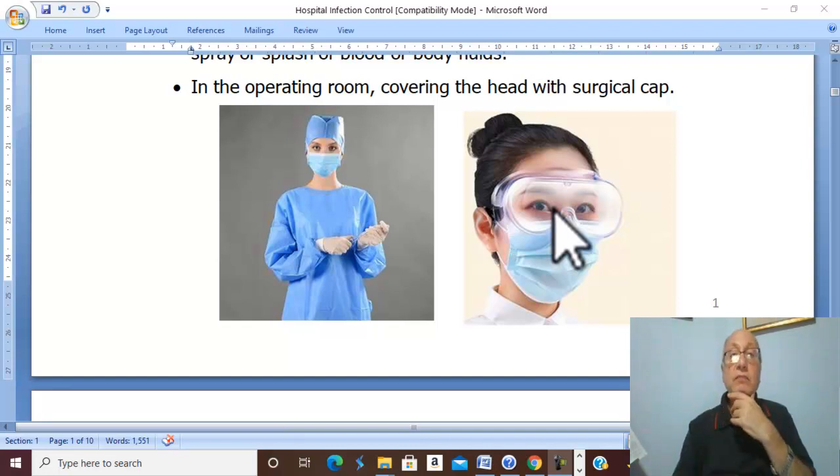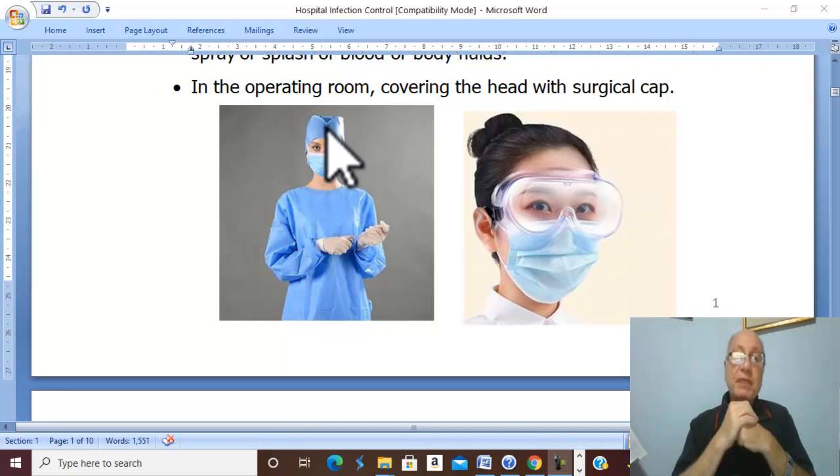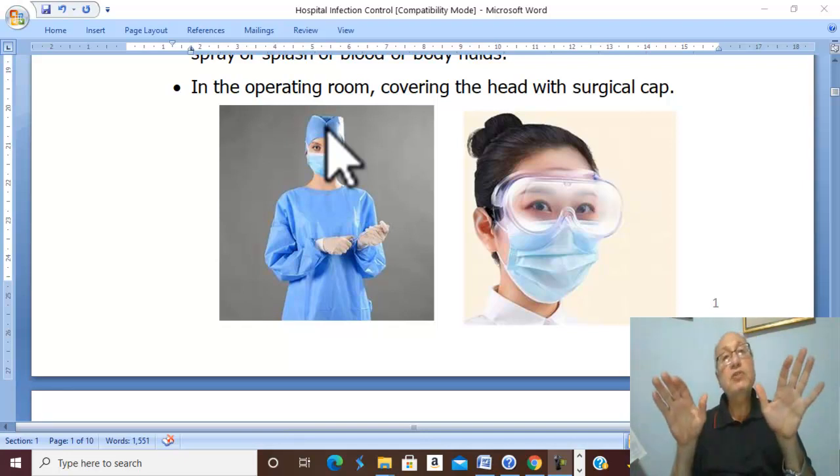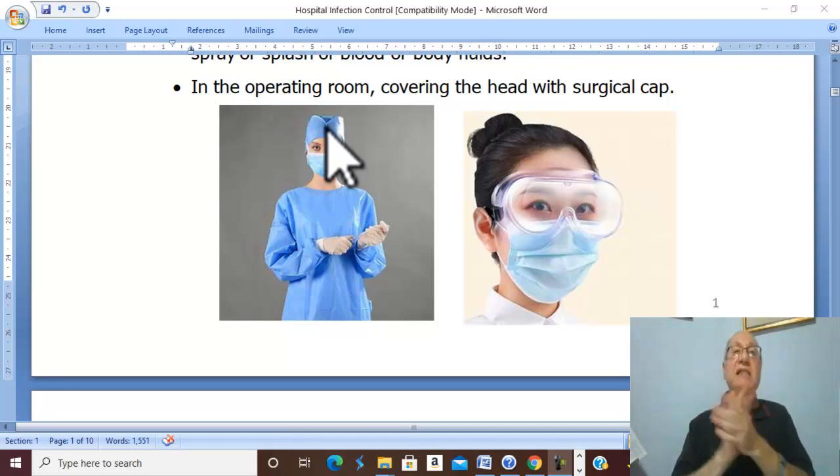And in the operating room, we should cover the head with a surgical cap. These are the protective equipment for all personnel in the hospital and the medical staff. The third precaution is very safe handling of needles and sharp instruments to prevent healthcare workers or the medical staff from exposure to bloodborne infections.